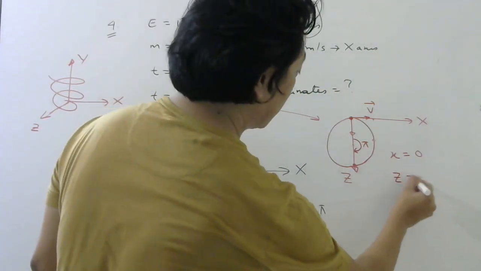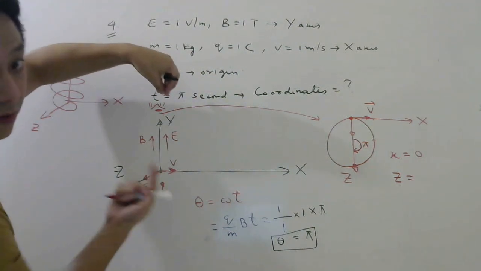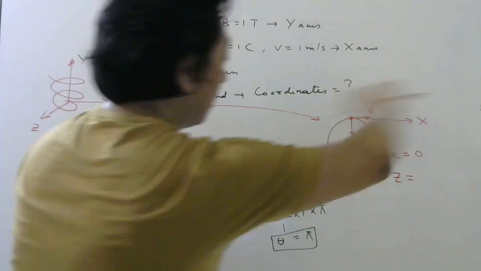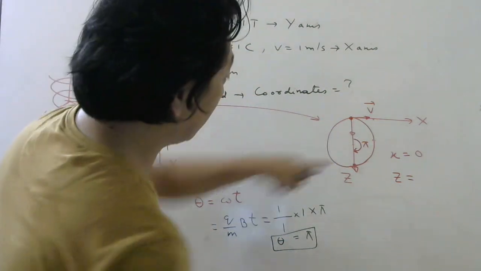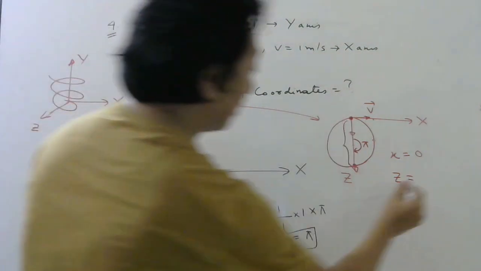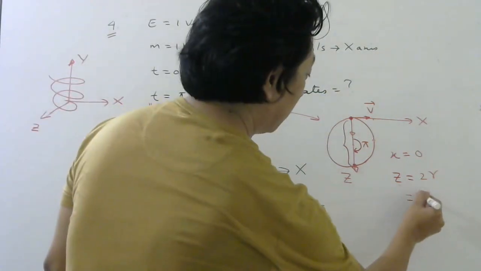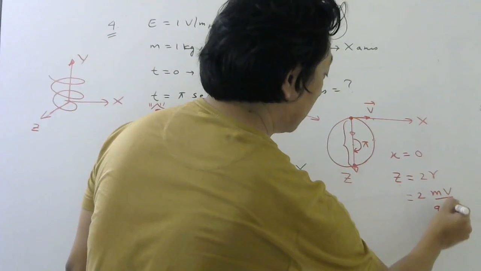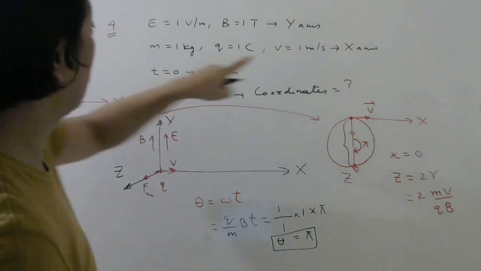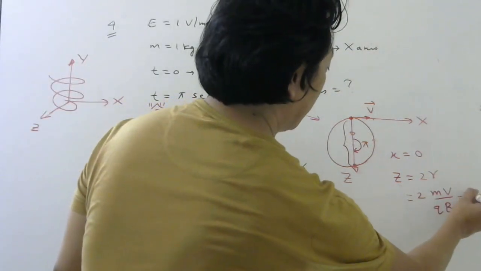Z coordinate will be how much? Since it is on the positive z axis. See, when you see from here, this will be your positive z axis. So when you see from here, you are drawing z here, x here. So what will be the z coordinate? Since it is here, this will be z coordinate, from origin to wherever it is along z axis. That is nothing but 2 times radius, which is diameter. And what is the formula for radius? mv by qB. Now, what is m? m is 1. What is velocity? 1. What is q? q is also 1. What is B? 1. So, since everything is 1 here, this will be 2 meter.